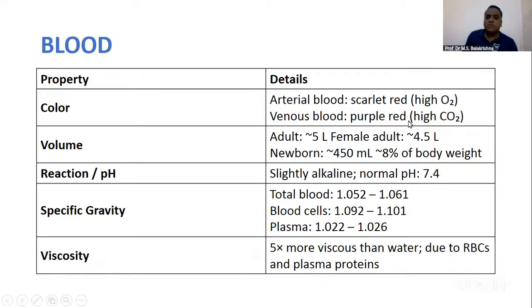The volume of the blood in an adult is 5 to 7 liters, let us say 5 liters generally, and in females it is 4.5 liters. Then the reaction, it is slightly alkaline, 7.4, basic in nature. And the specific gravity of the total blood is 1.052 to 1.061.